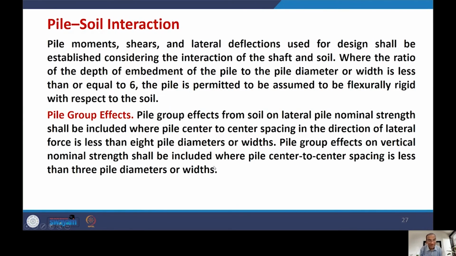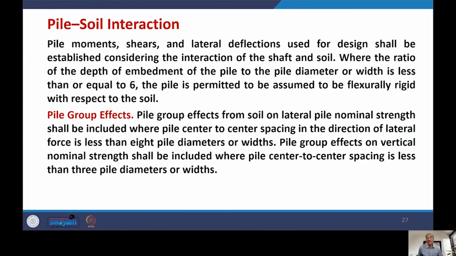Now, pile-soil interaction should be considered, and pile moments, shears, and lateral deflections used for design shall be established considering the interaction of the shaft and soil, where the ratio of the depth of embedment of the pile to the pile diameter or width is less than or equal to 6. That means depth of embedment is less than 6 times the ratio of the length of the pile divided by the diameter of the pile. That is L by D basically. The pile is permitted to be assumed to be flexurally rigid with respect to the soil.